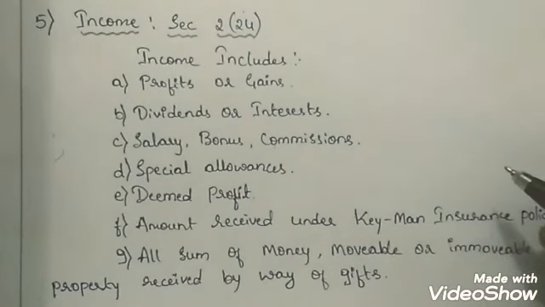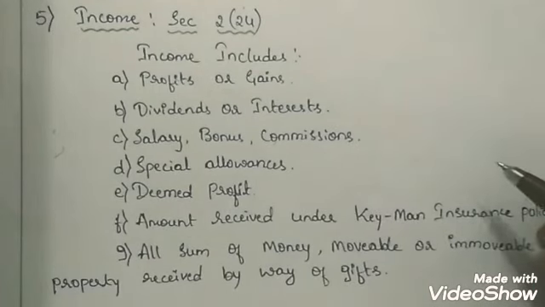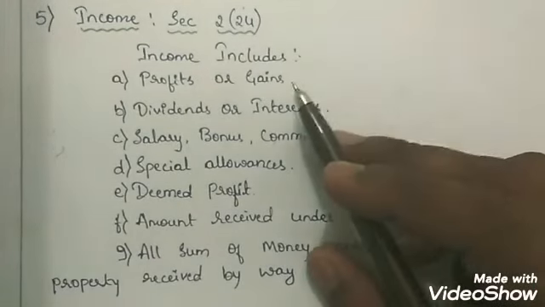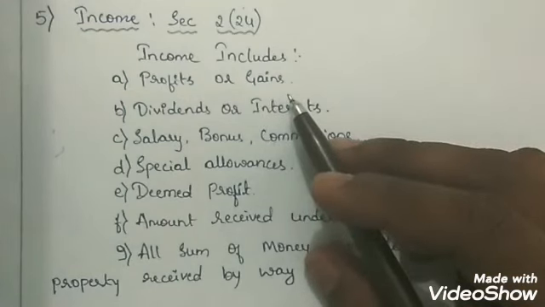In today's session we are going to discuss the concept of income, section 2 subsection 24 under Income Tax Act 1961. Income includes profits or gains. If any individual has earned any profit or gains, they are taxable if they exceed the limit.